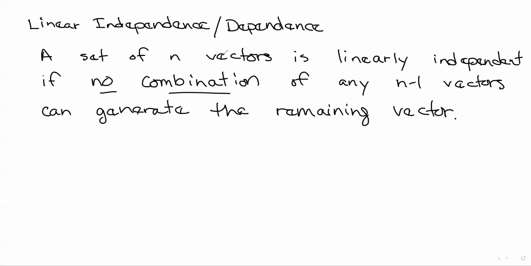All right, so if we've got n vectors, and you pick out one of those vectors and pull it aside, can you take the rest of the vectors and generate that remaining vector with them? If not, then the vectors are said to be linearly independent.